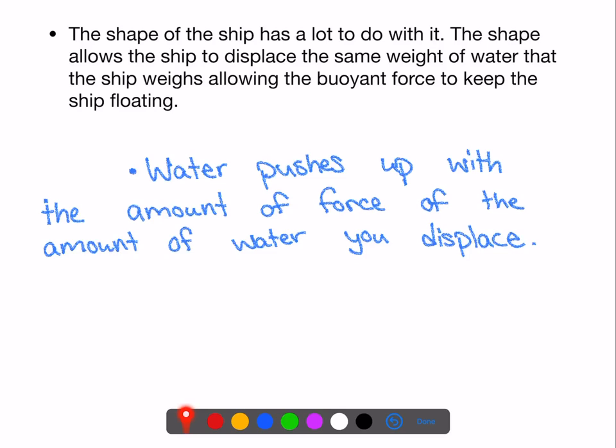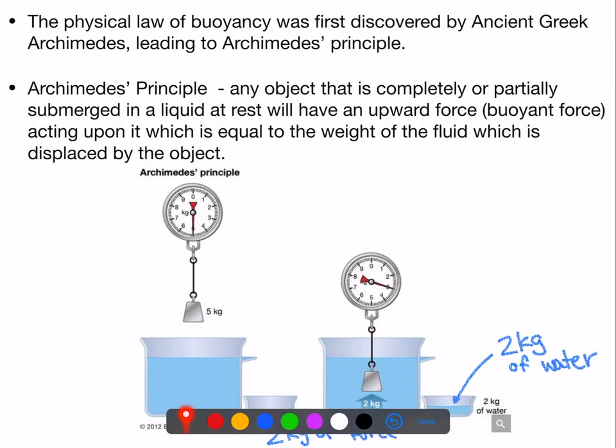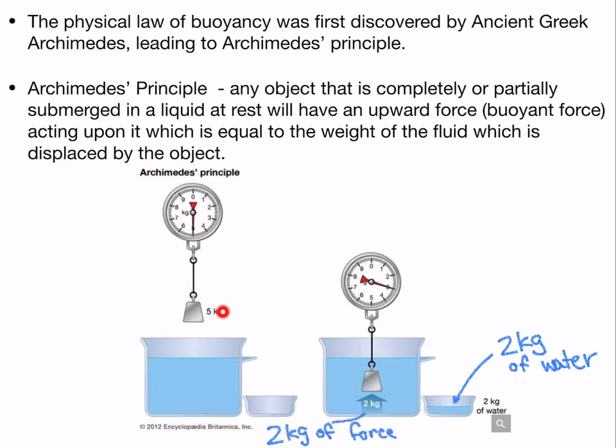So, Archimedes' principle, one of his most famous contributions to society, basically says that water pushes up with the amount of force of the amount of water you displace. So we're going to see this. We have it right here. Any object that is completely or partially submerged in a liquid at rest, so in this example, we have this 5 kilogram weight, and we submerge it completely inside the water. Now this 5 kilogram weight now drops down to 3 kilograms when it's in the water.